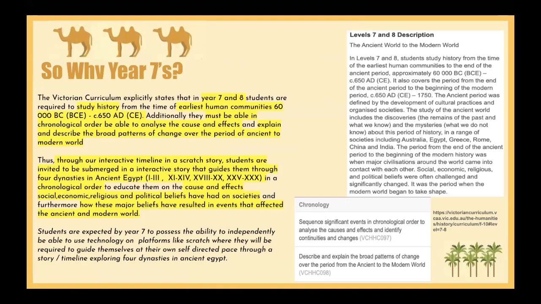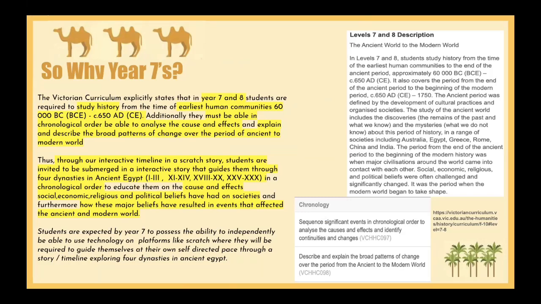So, the Victorian curriculum explicitly states that in Year 7 and 8, students that are studying history are required to study the ancient to modern times from 6000 BC to c. 650 AD. Additionally, they must be able to, in chronological order, analyze the cause and effects and explain and describe broad patterns and change over the periods of the ancient to modern world.